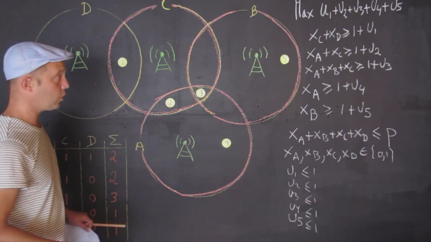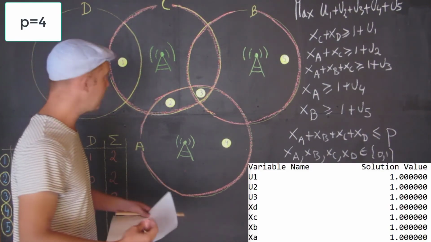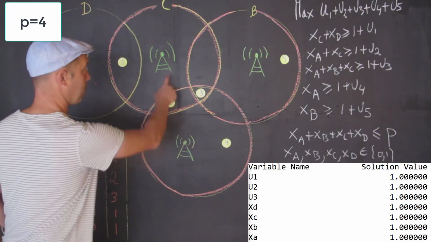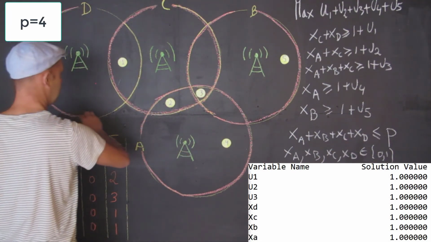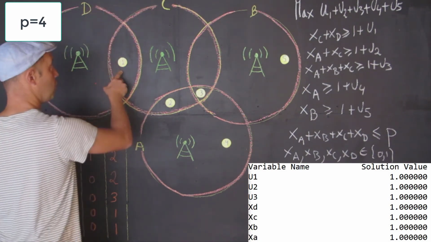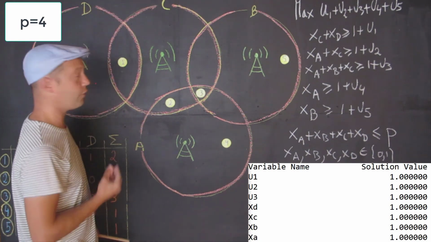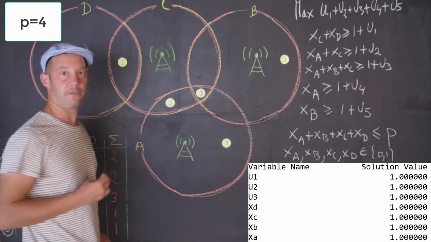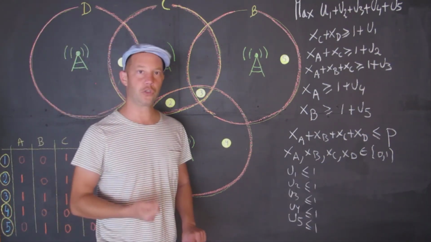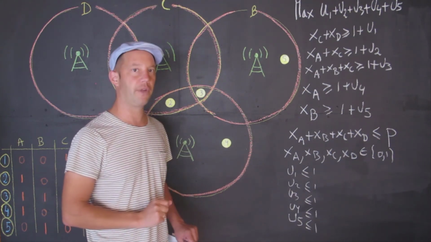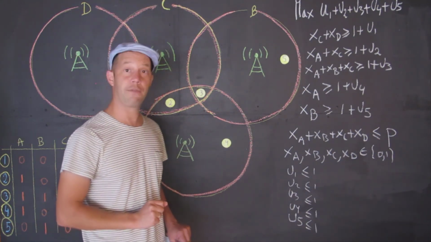If P is equal to 4, which is the next step, then we have the same facilities chosen, and in addition we have D chosen. And why is this important? Because in that case, demand node 1 can now be covered twice, and so the objective function goes up. I hope this illustrates well enough the backup covering problem. Thank you for listening.